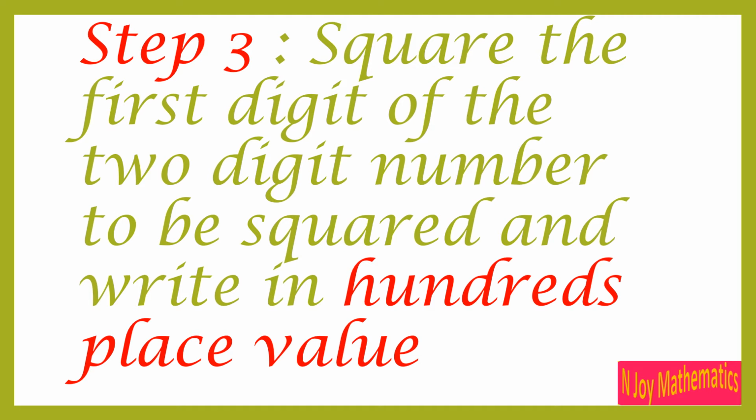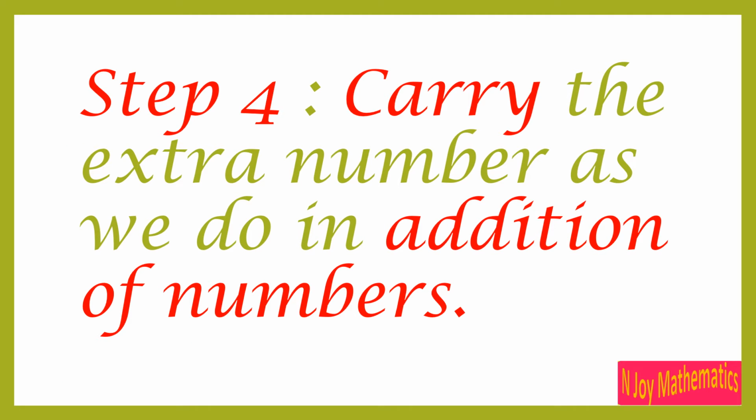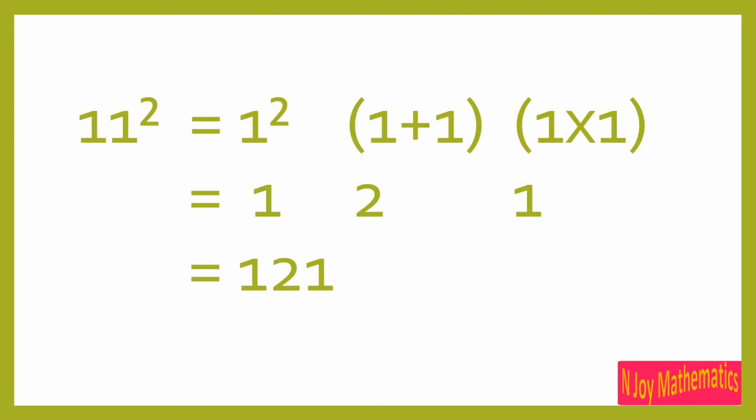In 11, the tens place value is 1, and 1 squared is always 1, so we'll write it in the hundreds place. You may ask about carryover: when it comes, we do the same as the usual addition carryover. So 11 square, I have written 1 square in the hundreds place, multiplication in the ones place, and plus in the tens place. What number am I adding and multiplying? 1. So 1 into 1 is 1, and 1 plus 1 is 2. So 1, 2, 1 is your answer.